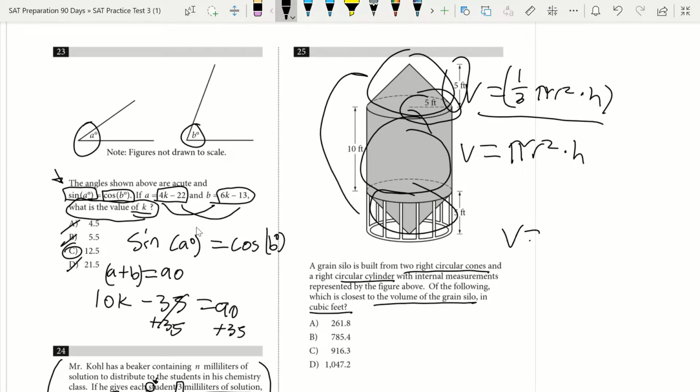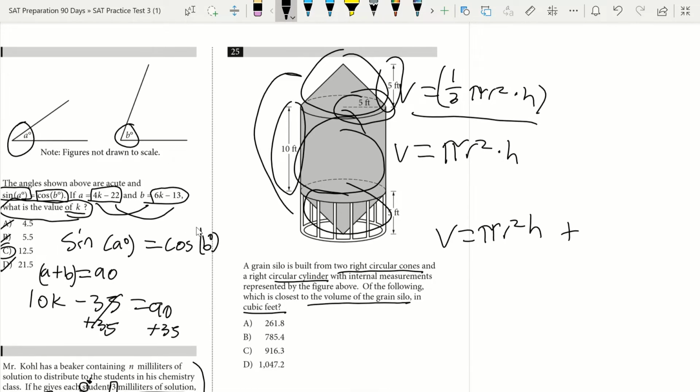Our total volume is going to be this pi r squared times this height here, which is 10 feet, plus that 2/3 pi r squared times the height of our cone, which is 5 feet, so times 5 feet. We know our radius for each one is going to be that 5 feet, so we can go ahead and plug in 5 squared for that radius squared. We've got 5 squared, plug it in over here as well.